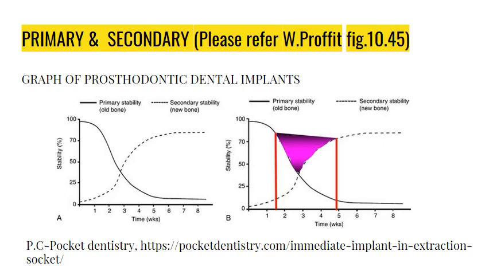But if you want to consider the technical terms and the statistics and the numbers, then you better refer to the exact picture, which is in William Proffit. Many authors have given their own graphs. You can refer to any of those specific orthodontic dental implant graphs. As far as this picture is concerned, what I'm trying to show here is the amount of primary stability and the secondary stability that takes place. Now, why is that important?